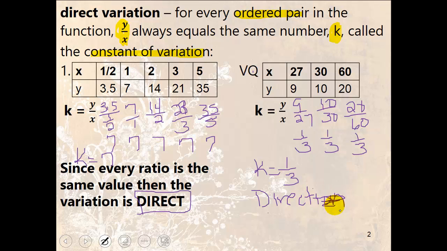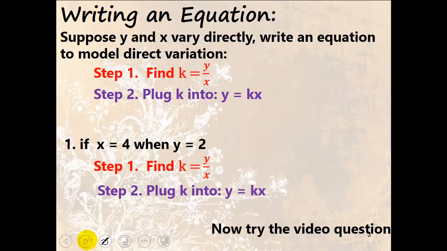So direct variation. Okay. Once we find k, we can write an equation that models the direct variation. So the first thing you want to do, like we did on the previous slide, is find k by calculating y over x. Once you find k, then you're going to plug it into this. This is a direct variation form, so you want to remember this, and you want to remember the k. These two things you're going to want to memorize, understand, and know how to get there. So then we would just plug whatever value we got for k in that spot in the equation.